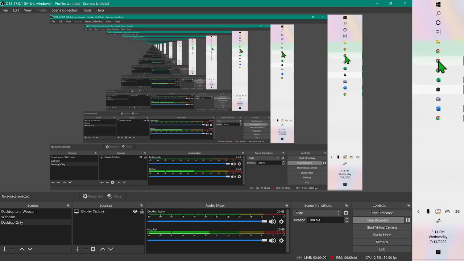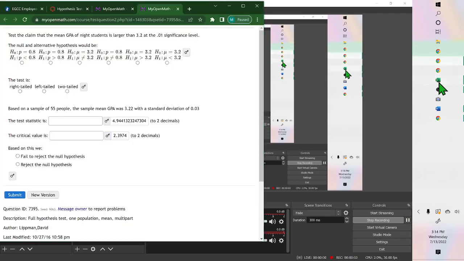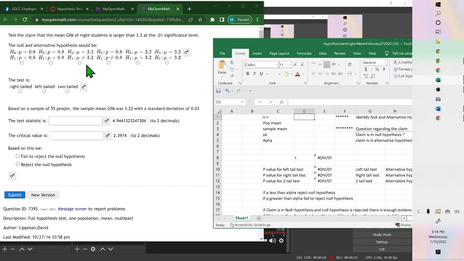Hello. For this problem, test the claim that the mean GPA of night students is larger than 3.2 at the 0.01 significance level.